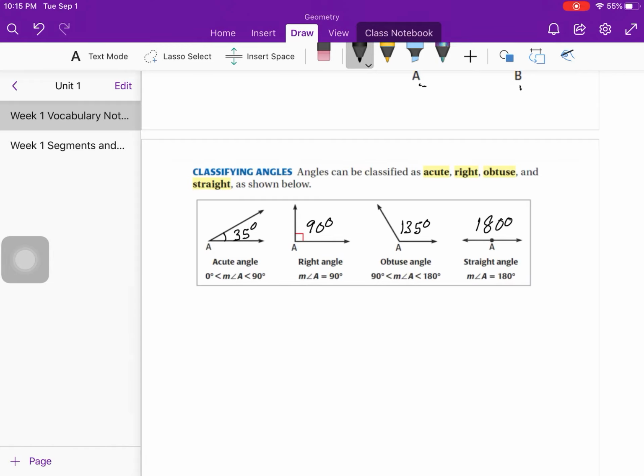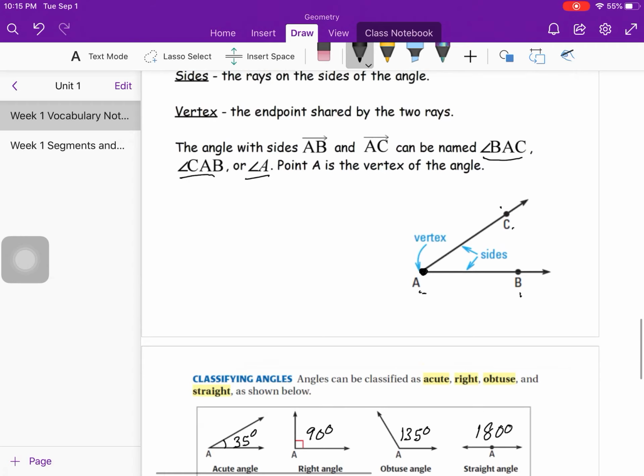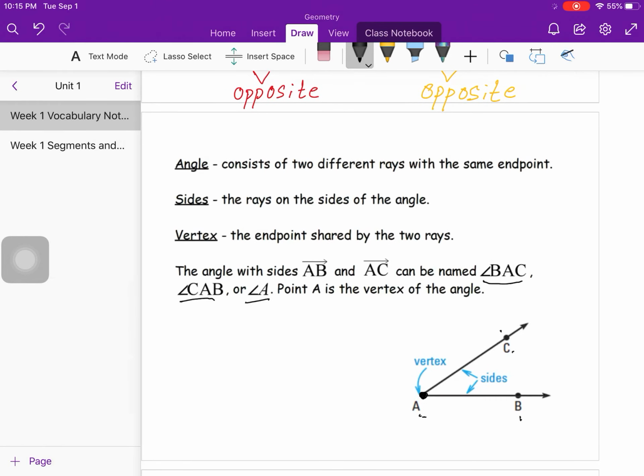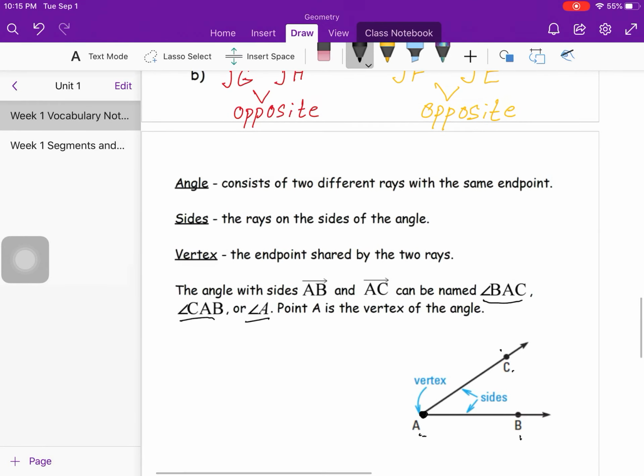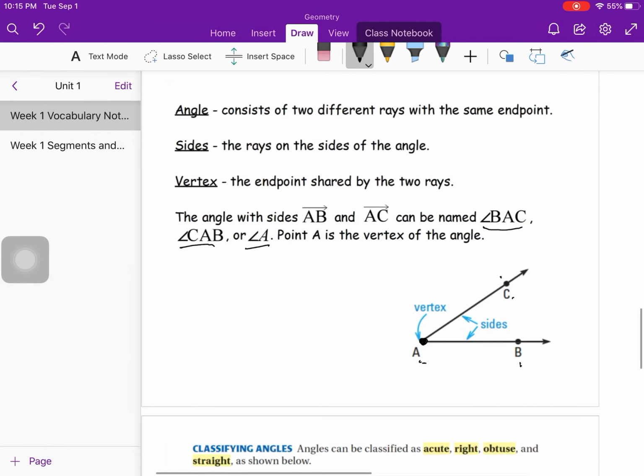Okay, so we are going to cover angles later on. This is just the very basics. So if you're having any questions, feel free to shoot me an email, or you can save them for when we meet up. Just be sure to do the follow-up problems that are attached with this assignment.